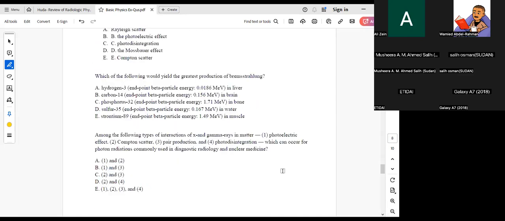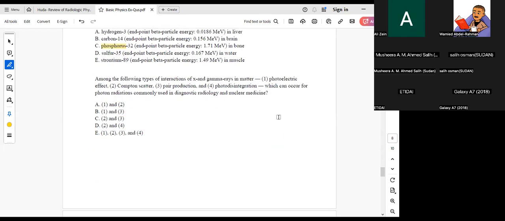Which of the following would yield the greatest production of Brahmachan? Again, that's the same question. We'll just look at the one with the highest energy among the following types. Look at these questions, very quickly one can answer them. There are no calculations. It's based on basic concepts of physics.